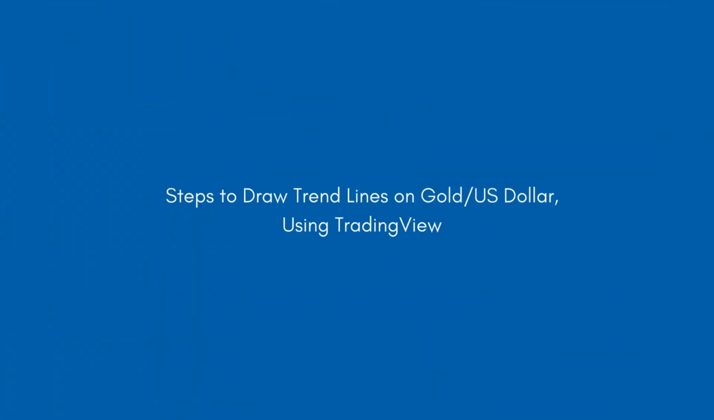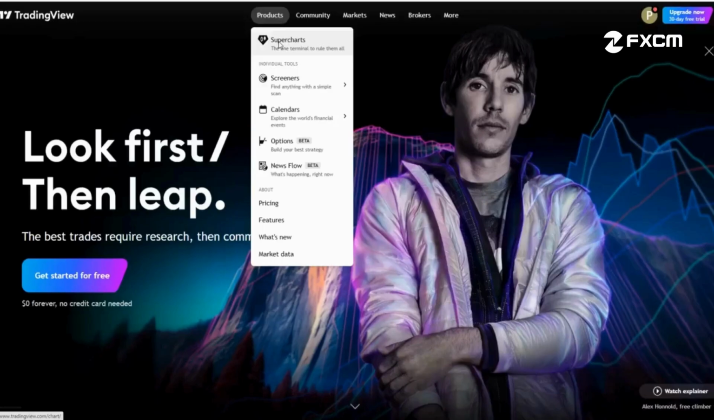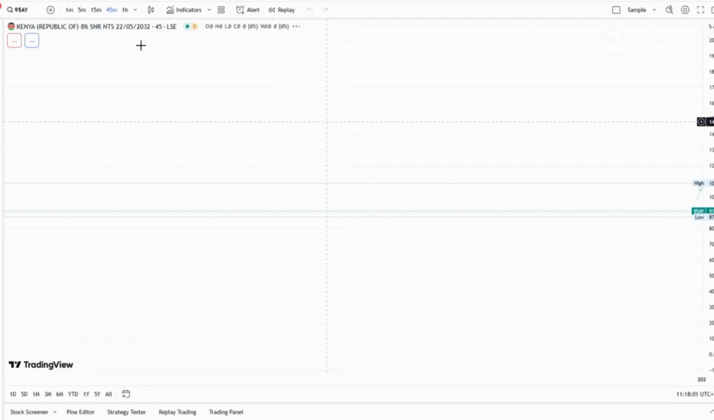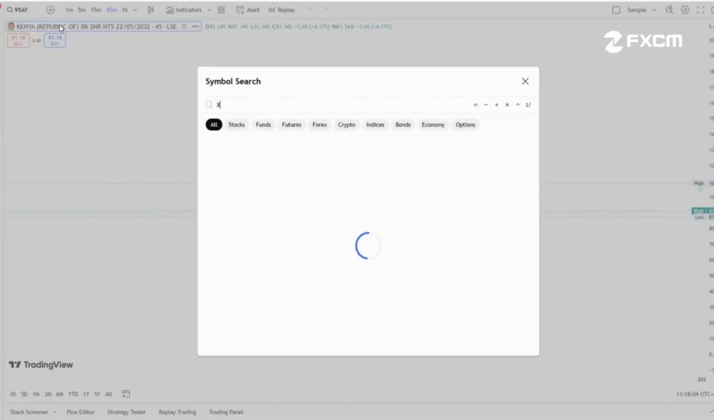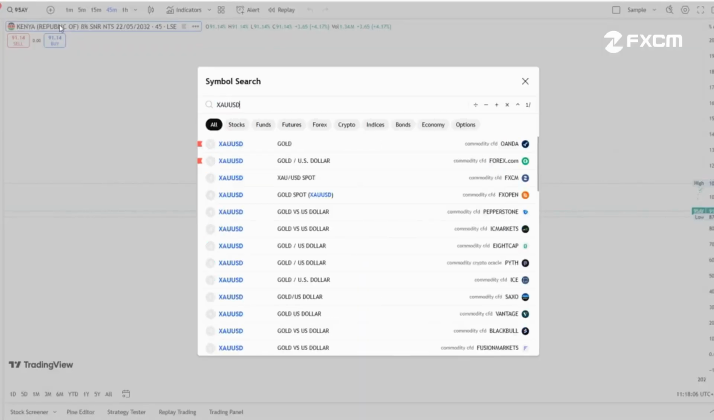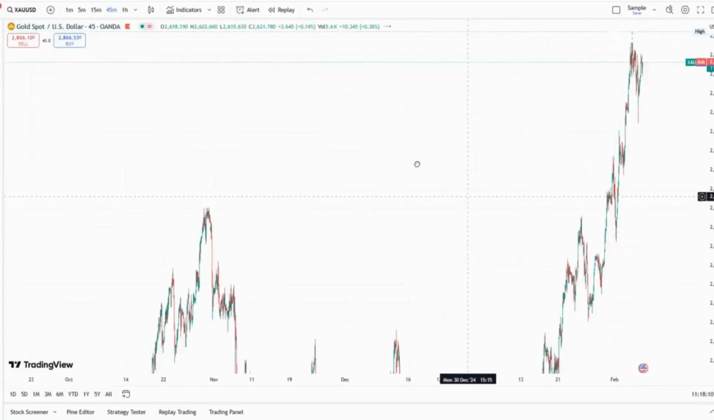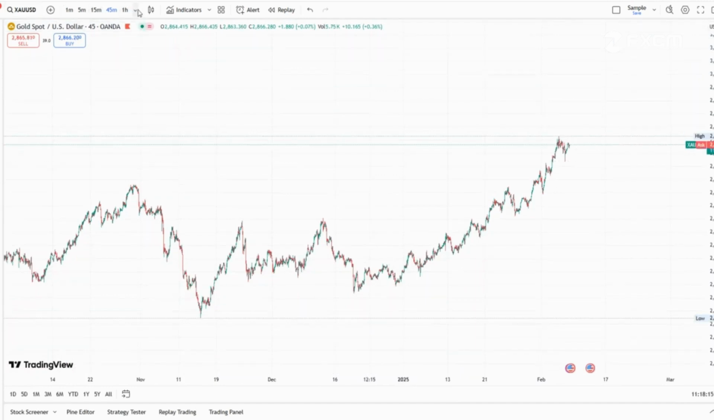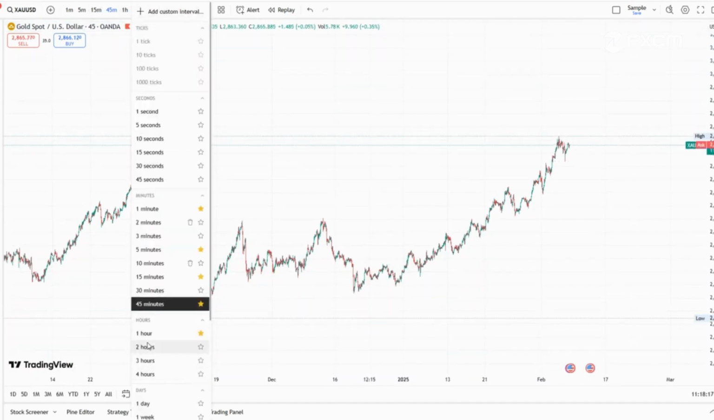Steps to draw trend lines on gold/US dollar using TradingView. 1. Open TradingView and select gold/US dollar. Go to TradingView. In the search bar at the top, type XAUUSD and select the gold spot price chart. Choose a time frame, 4 hours, 1 day, or 1 week, based on whether you are a swing trader or a long-term investor.